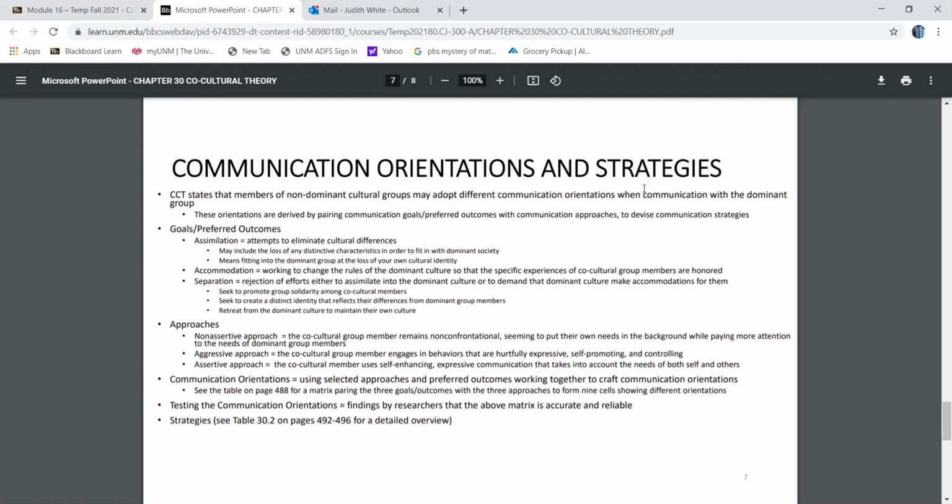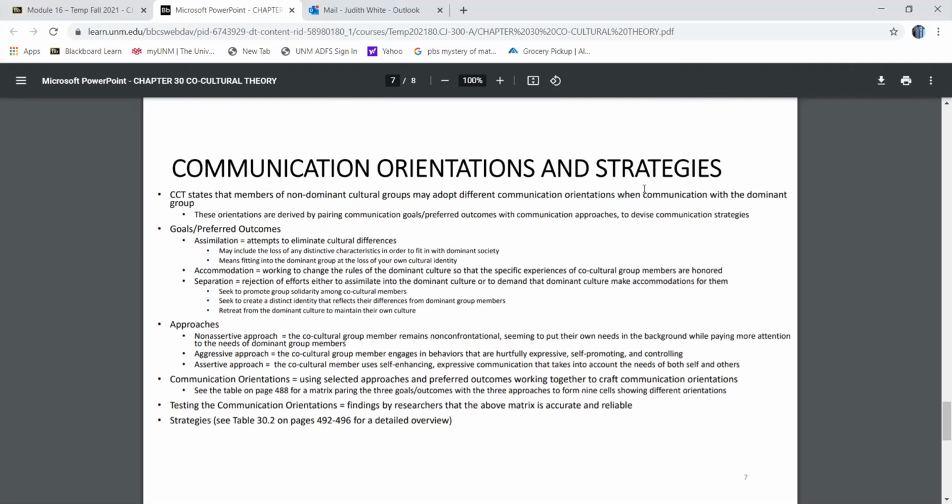They want to accommodate. They want to change. It's an activist perspective. They want to change the rules of the dominant culture so that their experiences will be included. Or separation. They don't want to assimilate or demand accommodation. There are three approaches. A non-assertive approach, which is non-confrontational. They pay attention to the needs of dominant group members, but they're kind of working behind the scenes.